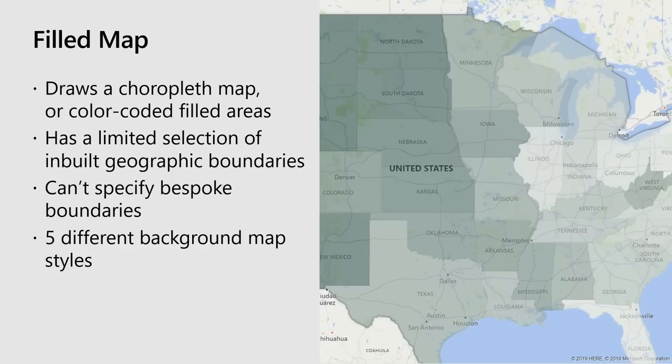So the first one of those is the Filled Map, which draws a choropleth map. Now, a choropleth map, for people who aren't that familiar with the terminology, basically draws a map with different shapes, boundary areas that are color-coded based on your data. But the thing about the filled map is it's got a predefined set of boundaries built into it, which I think if you live here in the United States, you're probably fine.